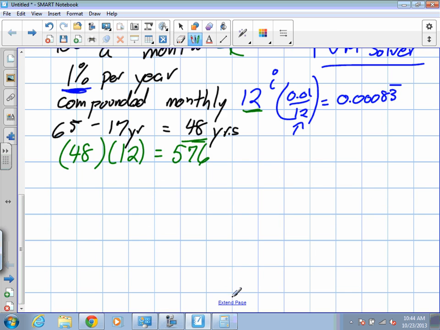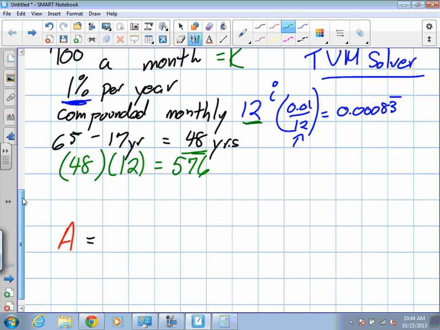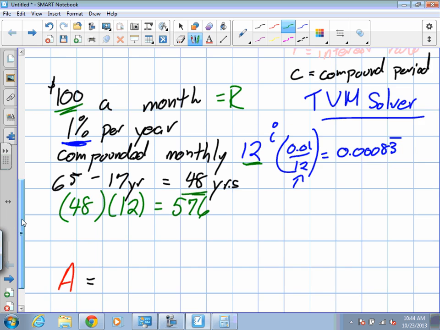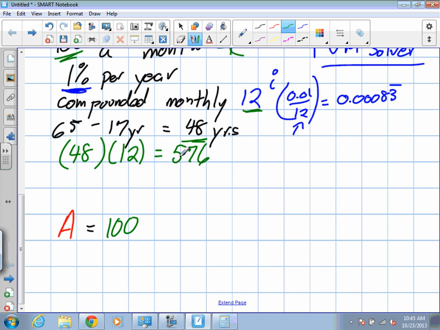Okay? So we'll take this formula. A is what we're trying to find. A is the total amount. We want to know how much money we'll have at the end, so we're solving for A. Our R, remember, was our regular payments, which was $100. So we have 100, multiplied by 1 plus, what was our I value? We said we're going to keep it as a fraction, because typing it in as a decimal will be very complicated. So in our calculators, we'll have to type it in as this fraction here.